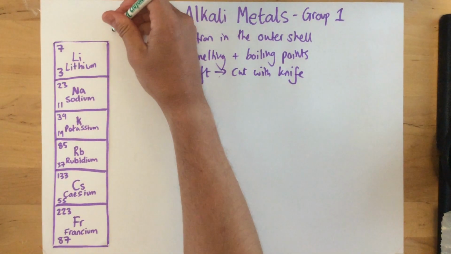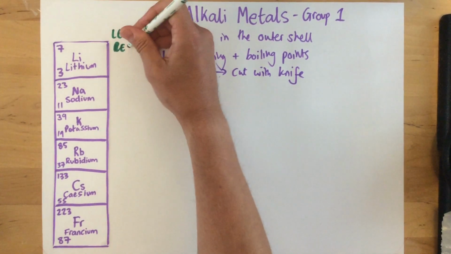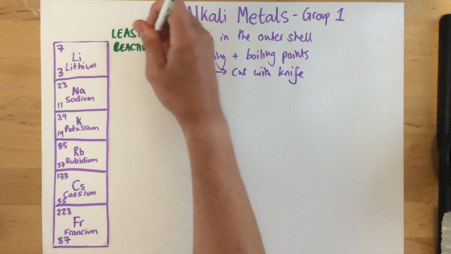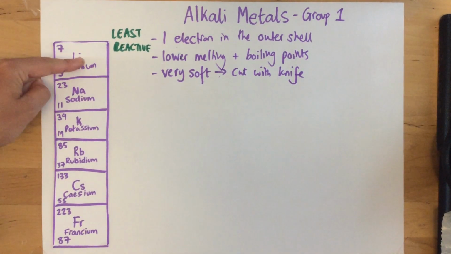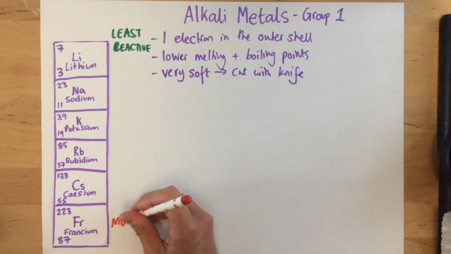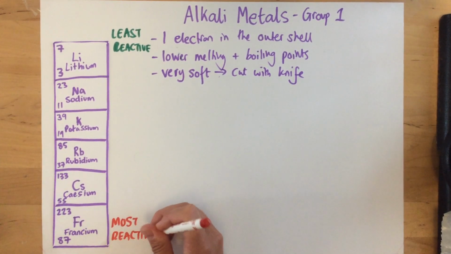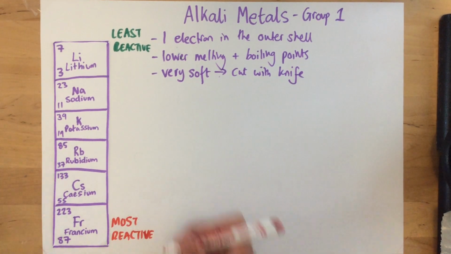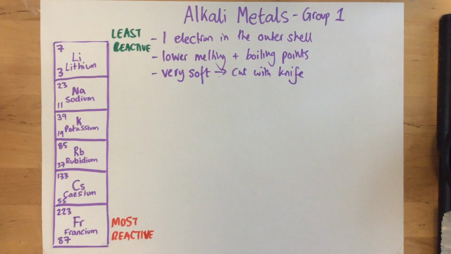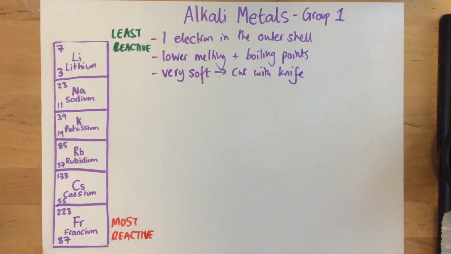The least reactive is lithium at the very top of group 1. As you go down the group, each alkali metal becomes more and more reactive. The most reactive one is francium down at the bottom, which is extremely, extremely reactive. So we need to know, why is it that as you go down the group, reactivity increases?